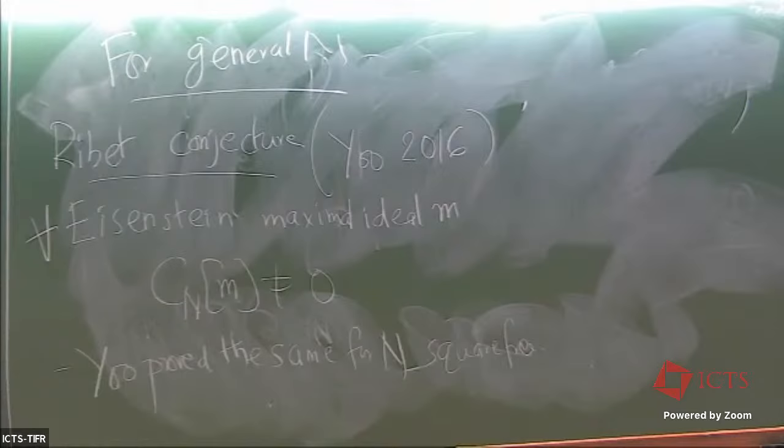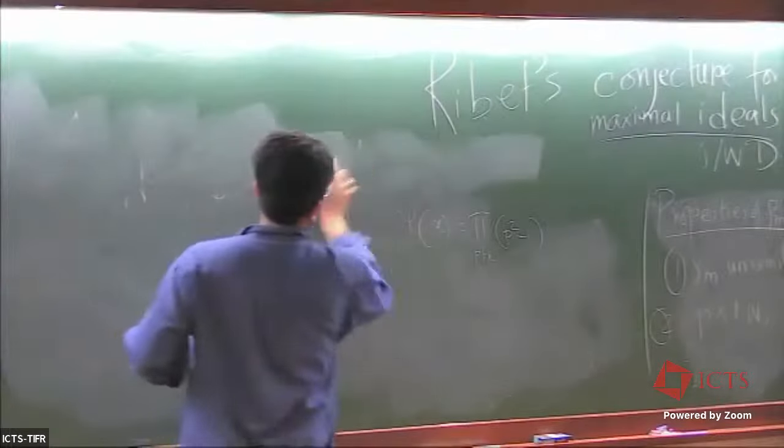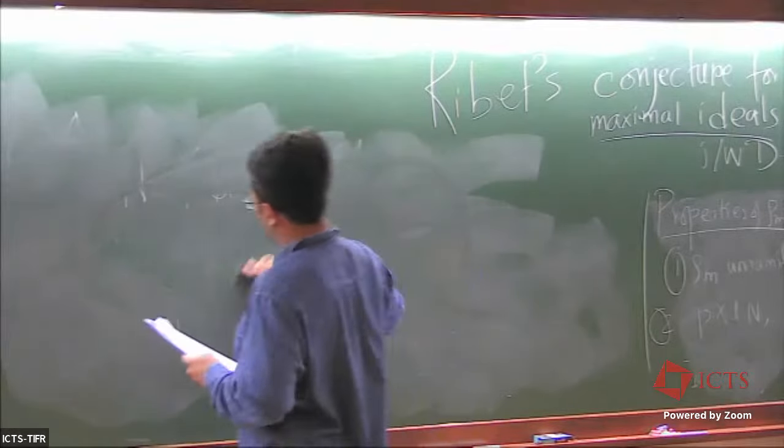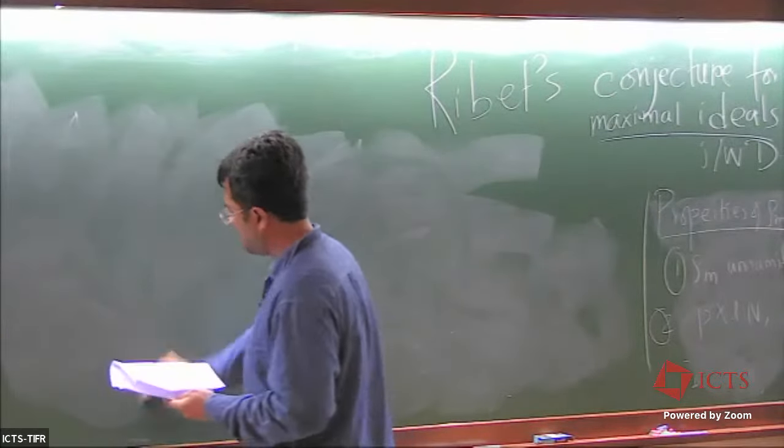Okay, so why did you look at this n square free? For square free, you have certain advantages, namely, there are two advantages.